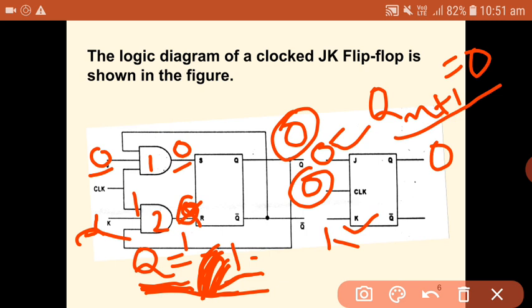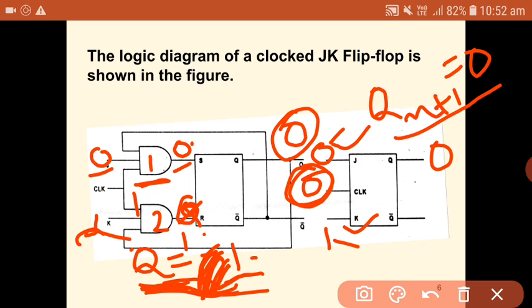When J is equal to 0, the output of the first AND gate will be equal to 0 because one of the inputs is 0. And when K is equal to 1 and clock is equal to 1, it depends upon the other input, which is the Q input. So if Q is equal to 0, one of the inputs of the second AND gate will be 0, so the output of the second AND gate will be equal to 0. So for S is equal to 0 and R is equal to 0, you will be getting Q output as 0, because you are assuming Q as 0 initially.